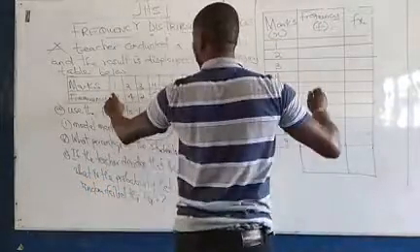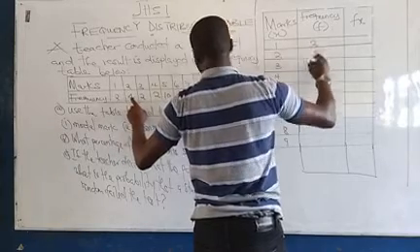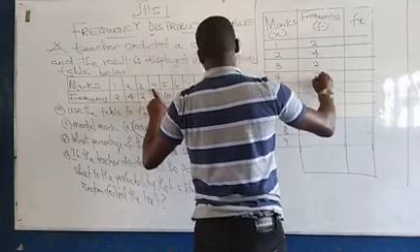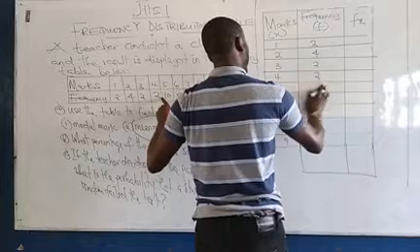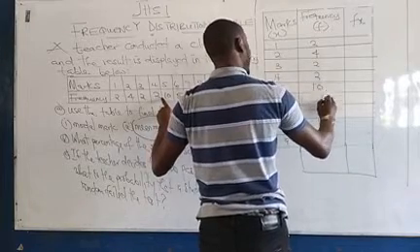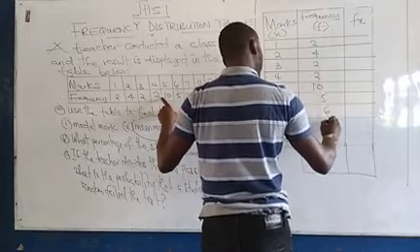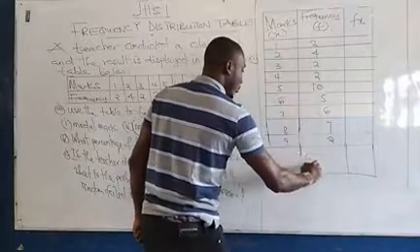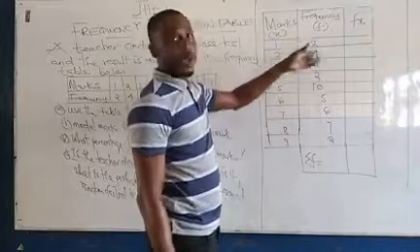For 1, the frequency is 2. 2 is 4. 3 is 2. 4 is also 2. 5 is 10. 6 is 5, 7 is 6, 8 is 7, and 9 is 2. Again, we shouldn't forget our total frequency, so we are going to add the frequencies.